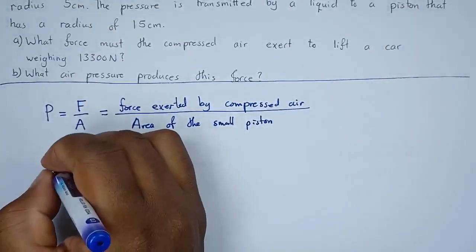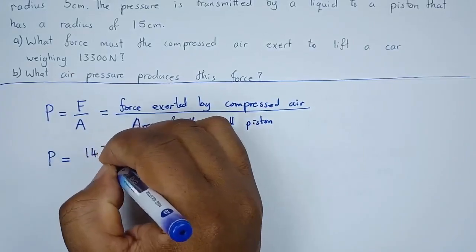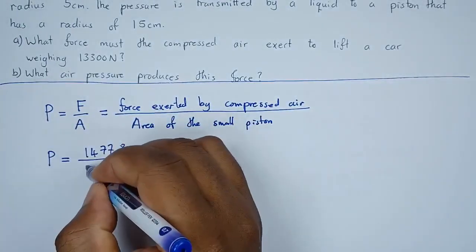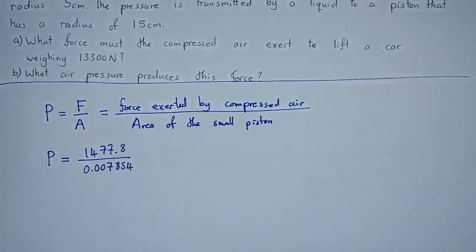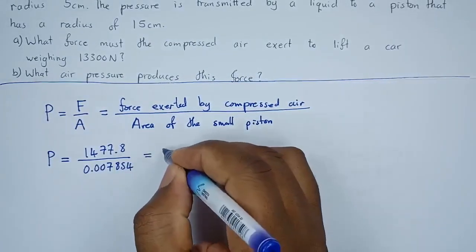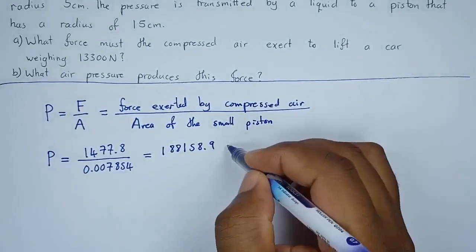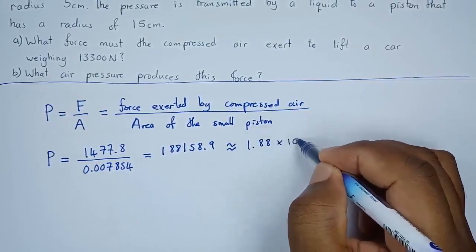Okay, so let's do the substitutions. Pressure will be equal to the force exerted by the compressed air, which we just found to be 1,477.8, divided by the area of the small piston, which was 0.007854. If we divide the two values, we get 188,158.9, which is equivalent to 1.88 times 10 to the power 5.